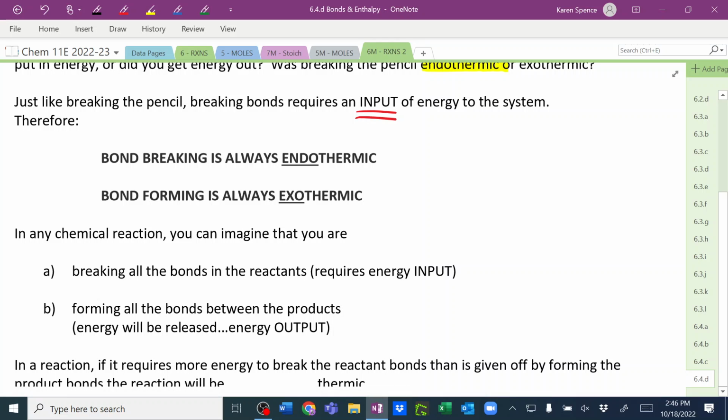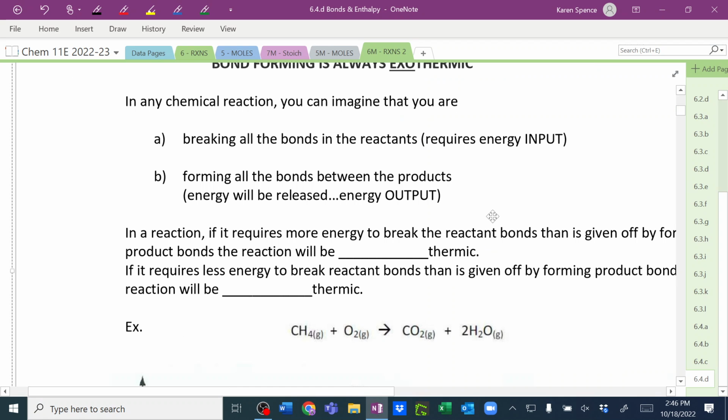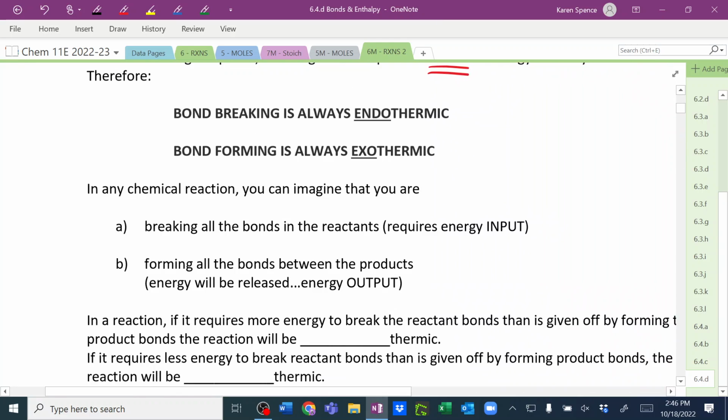Oh, and now it's having a fit. Let's see. Oh, there we go. It's back.